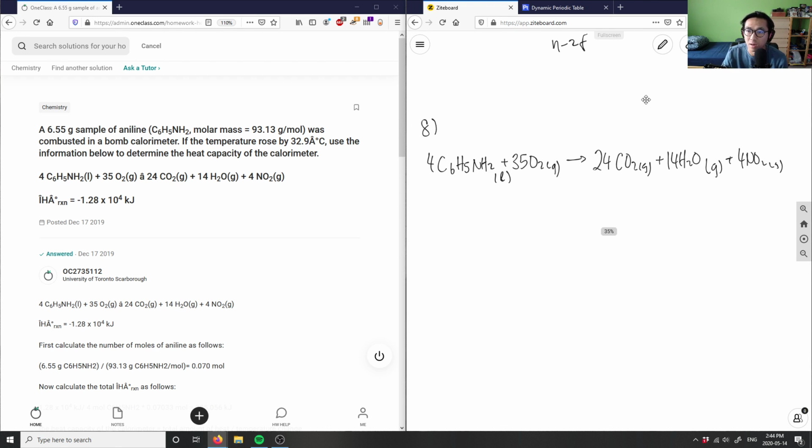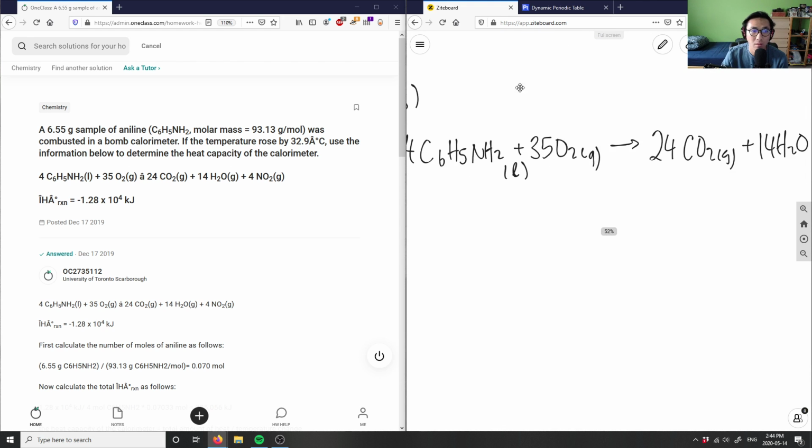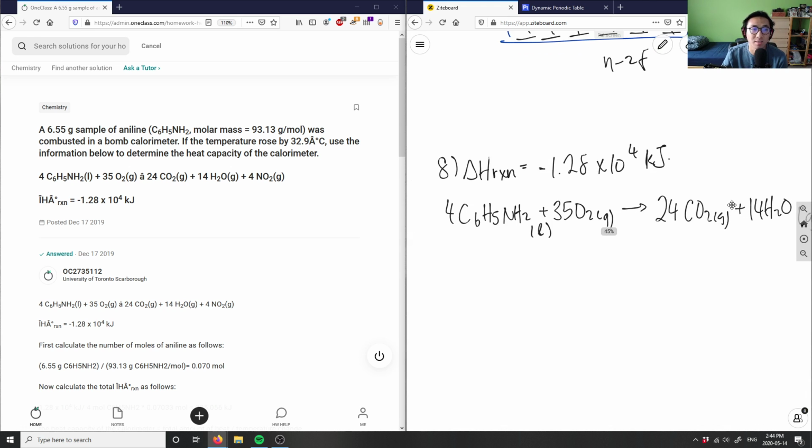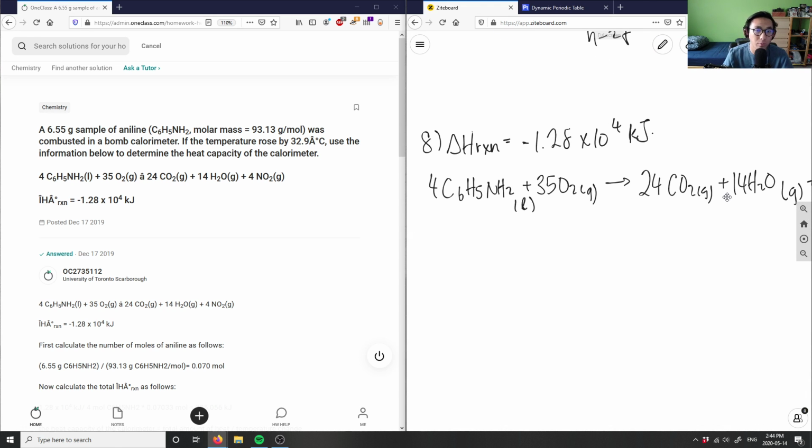So I have this kind of equation here, and then my delta H. My enthalpy of reaction here is negative 1.28 times 10 to the 4 kilojoules. Okay, so it's asking us, if the temperature rose by 32.9, use the information to determine the heat capacity of the calorimeter.